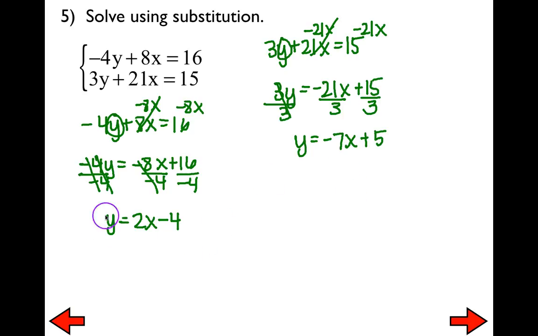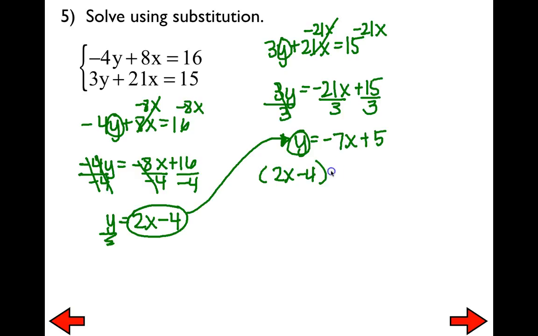So now, since both of them are solved for y, you can go ahead and take the expression here, substitute it in for y, because it's y equals, that's why I'm not plugging in for x. You're going to be left with 2x minus 4 equals negative 7x plus 5. Since we have variables on both sides, let's go ahead and move it over to the left. So 9x minus 4 equals 5.